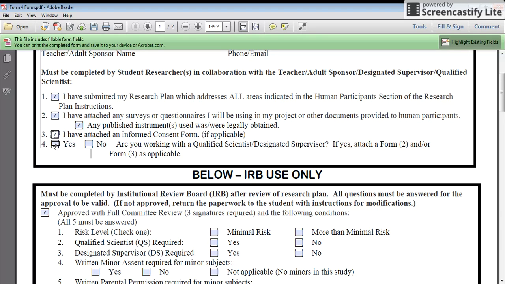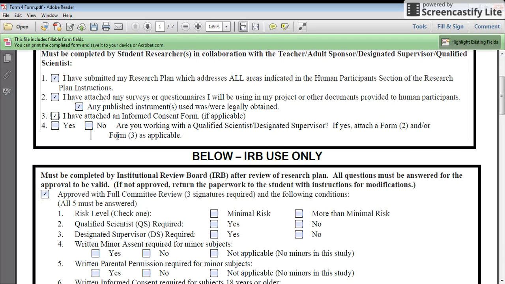Question 4 is asking if the student is working with a qualified scientist or designated supervisor. If so, it's reminding you here that Form 2 and 3 are both required if the student is working with a qualified scientist or designated supervisor. This would be a potentially hazardous behavior or process under the Form 3.